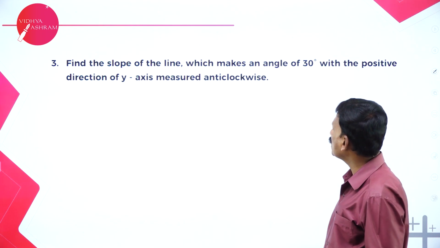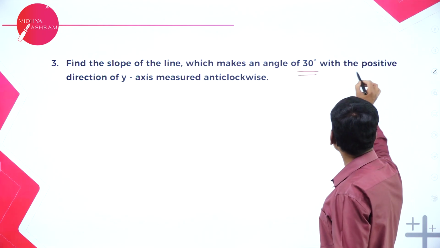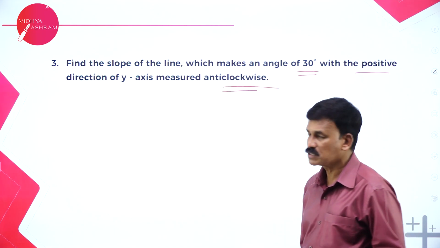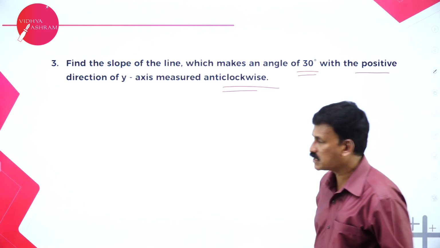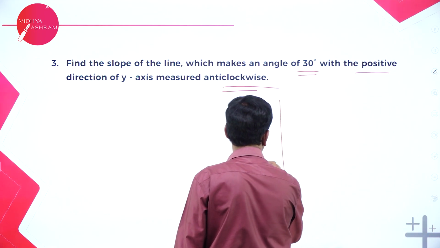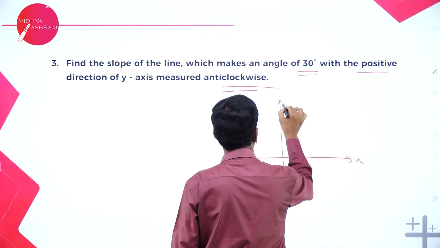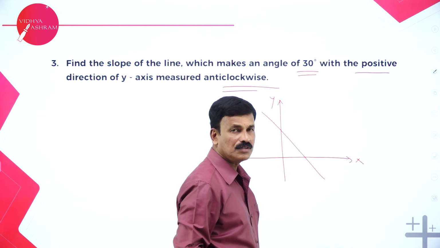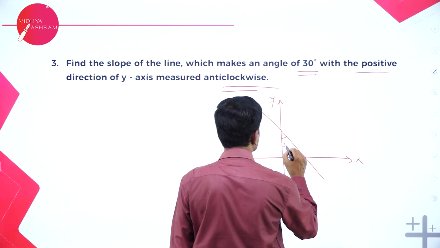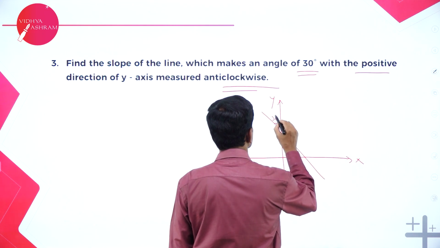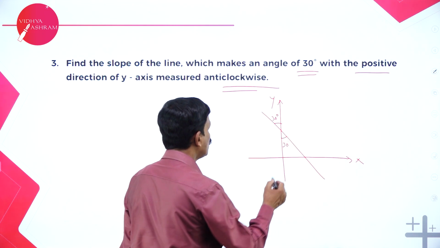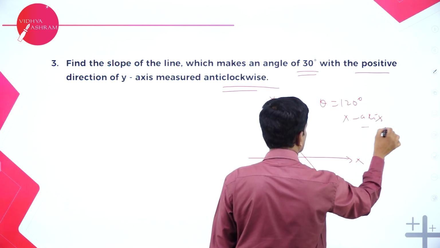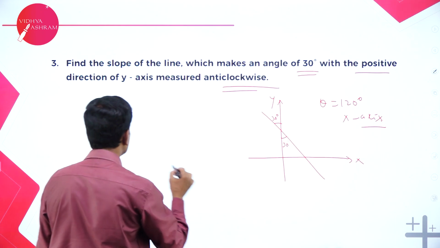Now, find the slope of the line which makes an angle of 30 degrees with the positive direction of y-axis measured in anti-clockwise direction. If it is measured in anti-clockwise direction, this is the straight line, x-axis, y-axis, right. So, this is the required line which makes an angle of 30 degrees. This is also 30 degrees. Hence, it inclines at an angle of 120 degrees on x-axis. So, theta is equal to 120.